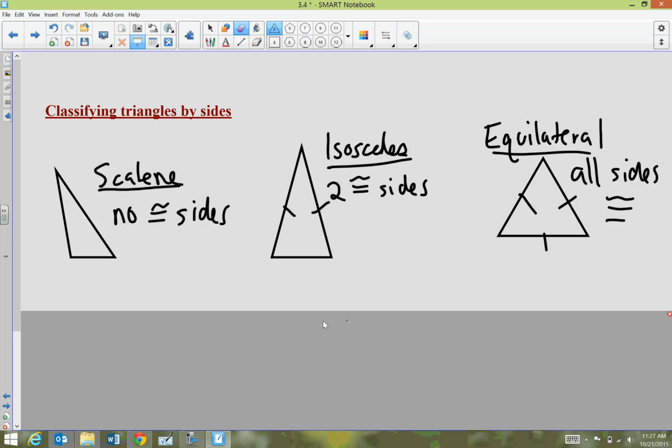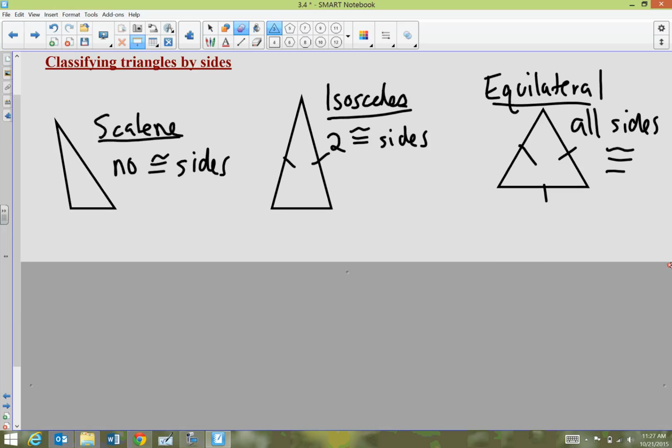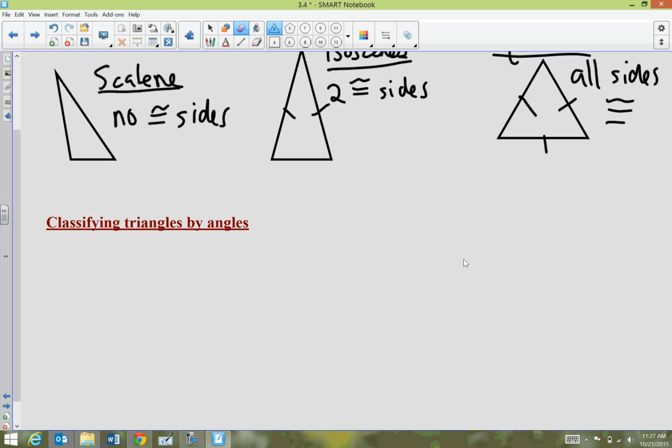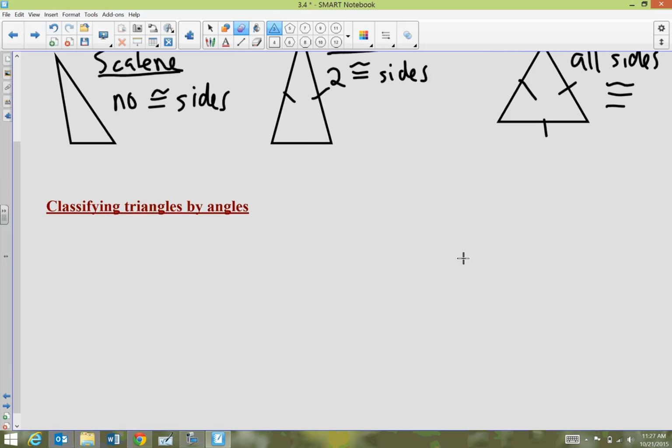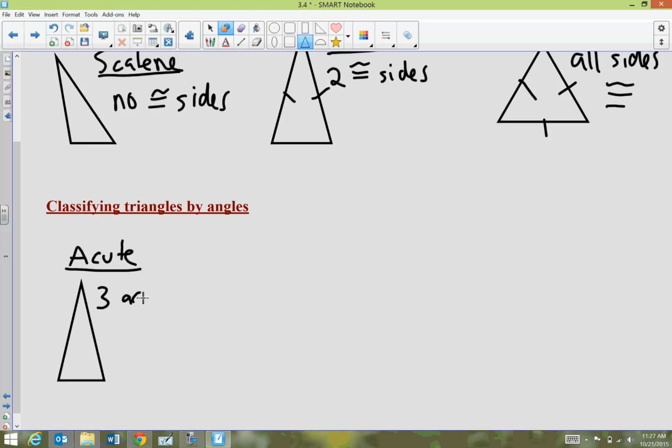Now, we can also classify triangles by their angles. There are four classifications according to angle. The first one is acute. An acute triangle has three acute angles. Remember, acute angles are less than 90 degrees.